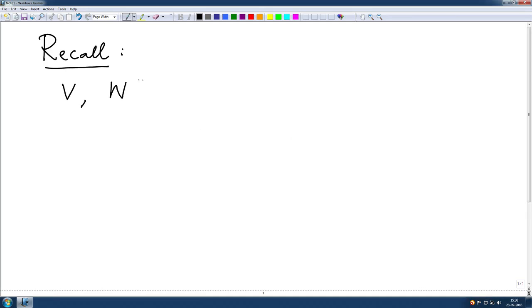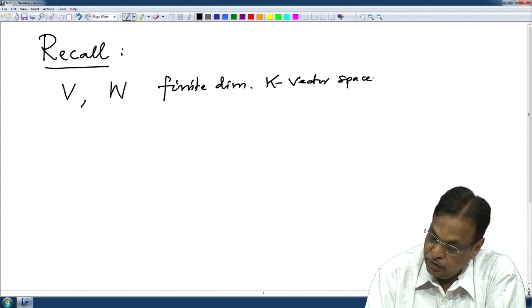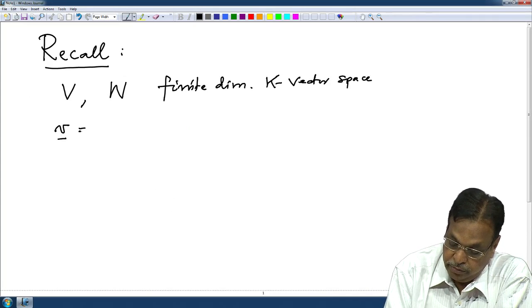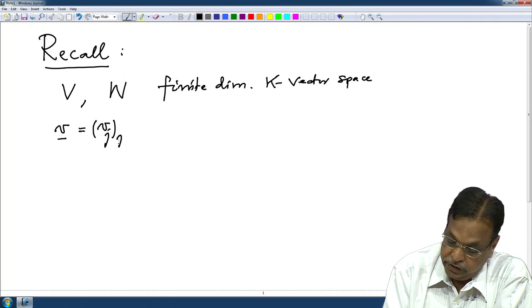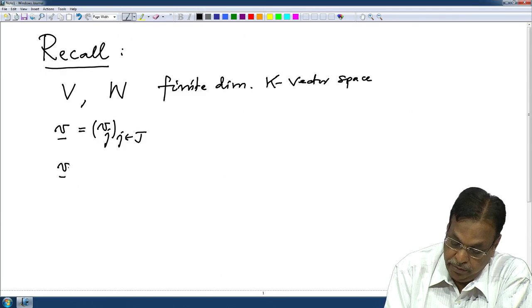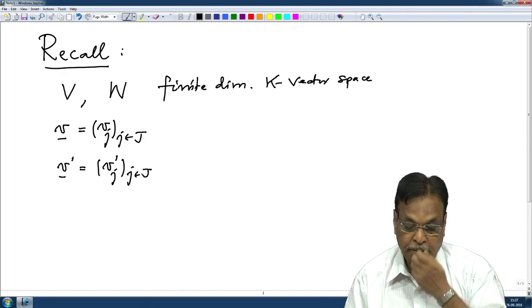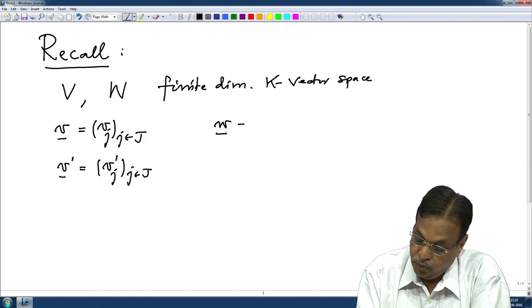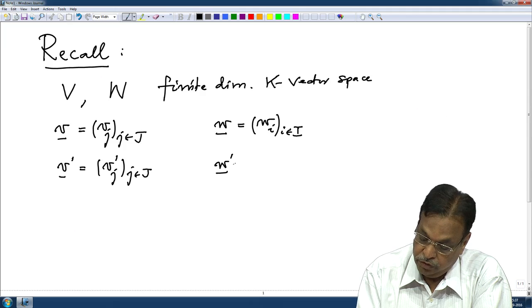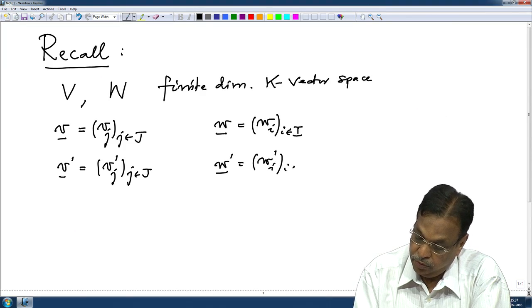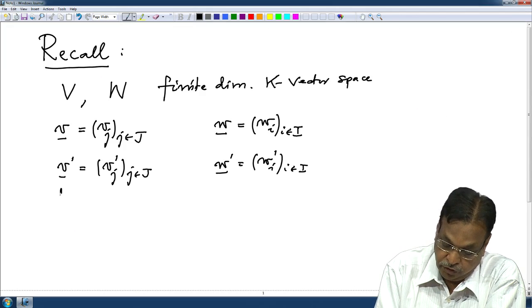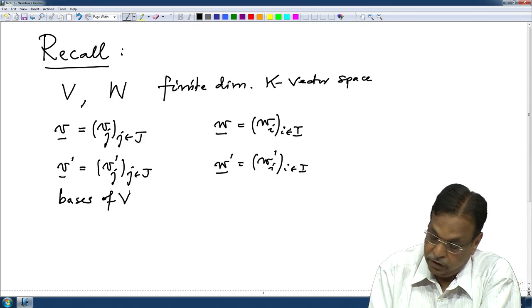V, W finite dimensional vector spaces, and we have V a basis of V numbered by a finite set J. There is another basis V prime numbered by the same index set J, and also there is a basis W of W, and W prime which is another basis of W. So these are bases of V and these are bases of W.